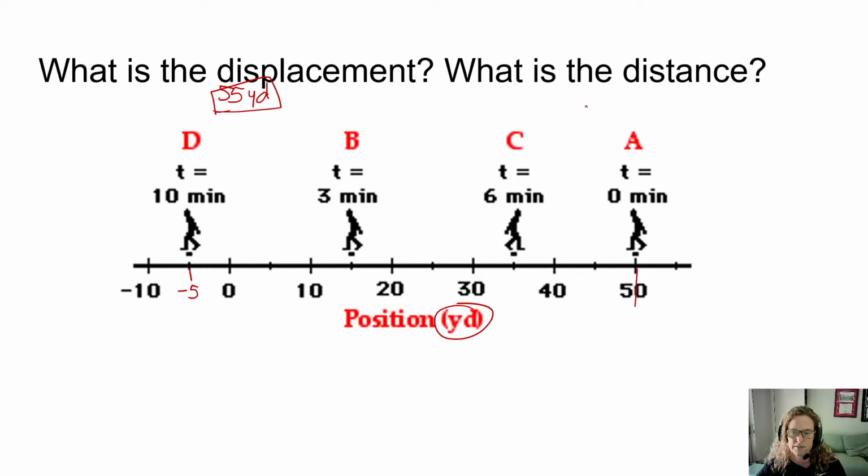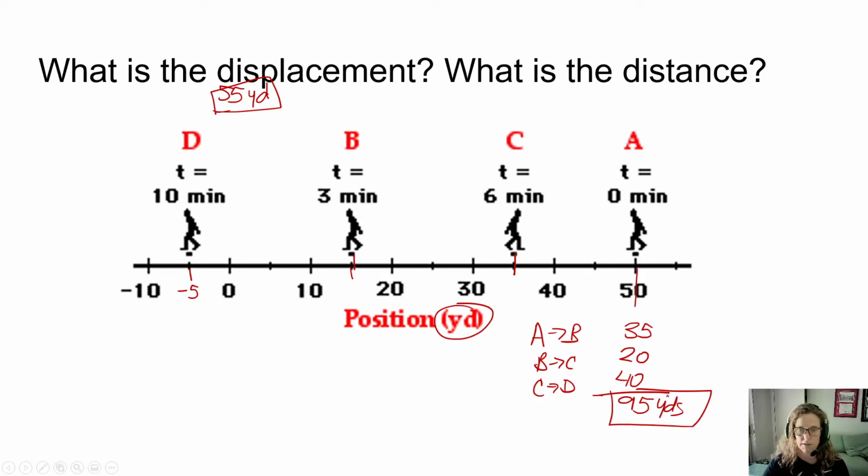Now for distance, we got to do all the segments again. So A to B, B to C, and C to D. So A to B is 50 to the 15. So 5, 10, 15, 20, 25, 30, 35 yards. And then between B and C, we got 5, 10, 15, 20. And then C to D, we have 5, 10, 15, 20, 25, 30, 35, 40. So that distance is all that added up, which is 95 yards. And we got it.